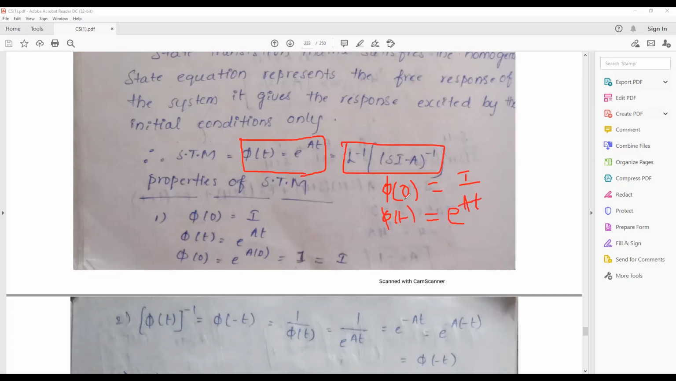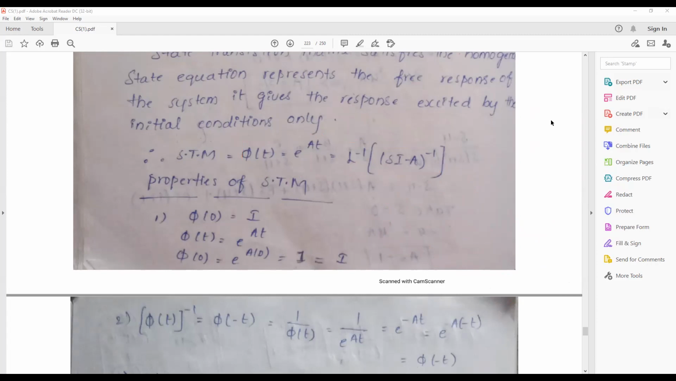In the t place, we substitute 0. First property, phi of 0. What has happened? e power At with t replaced by 0, e power 0 is 1. It depends on the identity matrix. So phi of 0 is equal to I. Then the first property is proved.